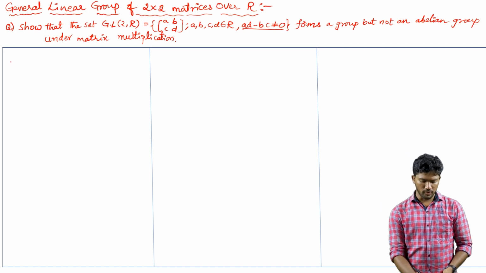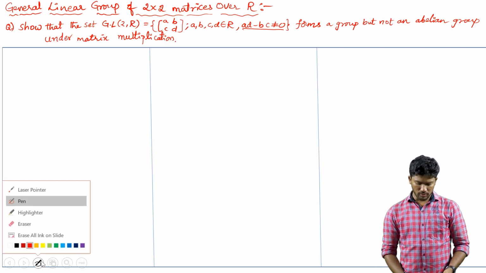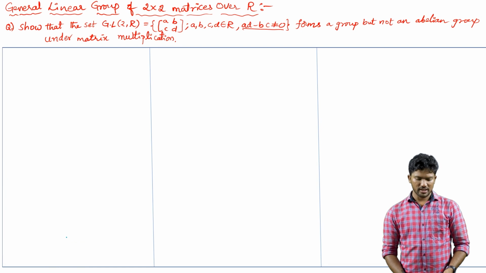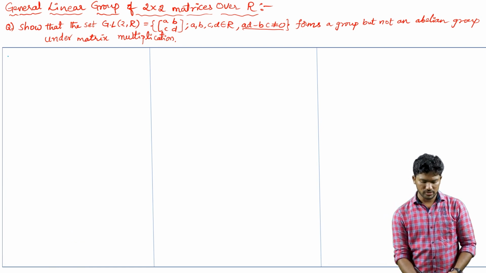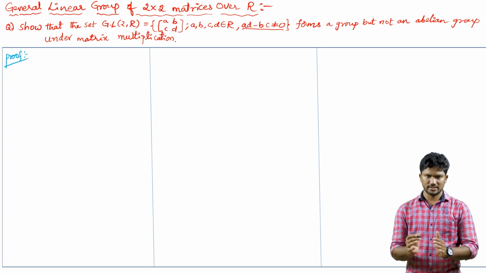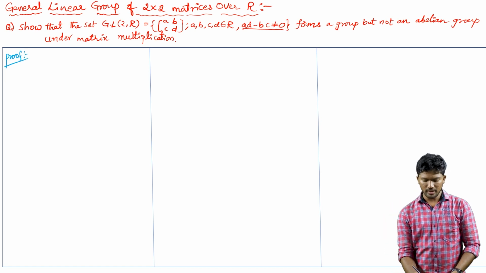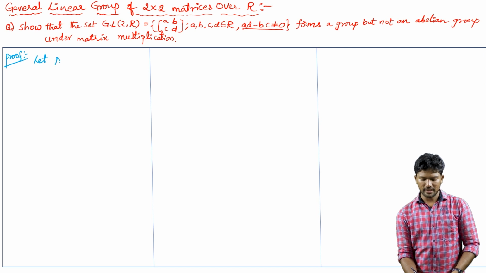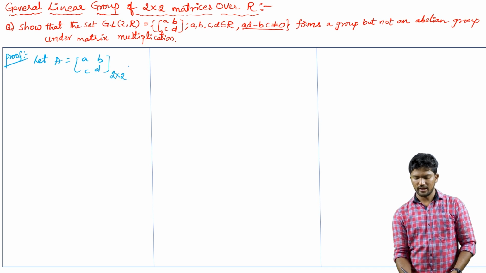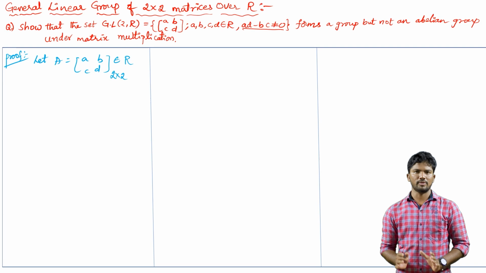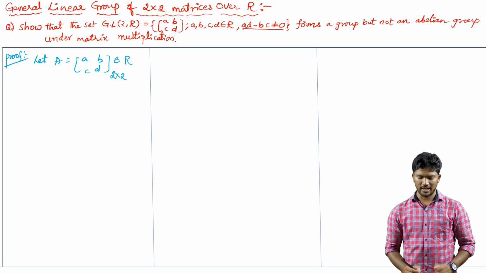Before we start the proof, we have to discuss the definition of what the general linear group of 2 by 2 matrices is. You can see the proof, but first see the overall definition. Let me take capital A equal to [[a, b], [c, d]], a 2 by 2 matrix, where all entries a, b, c, d belong to the real numbers.